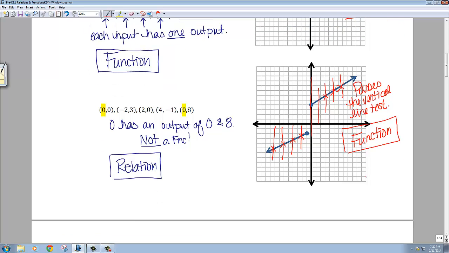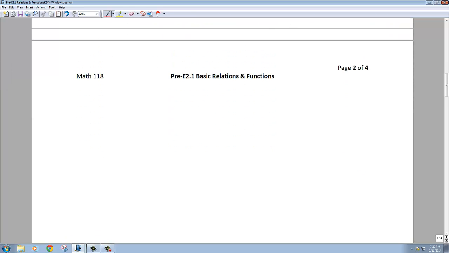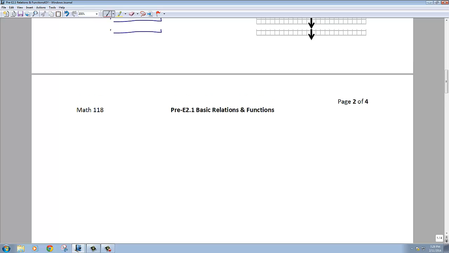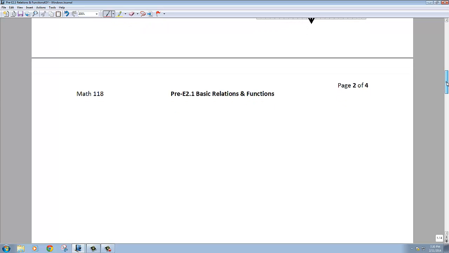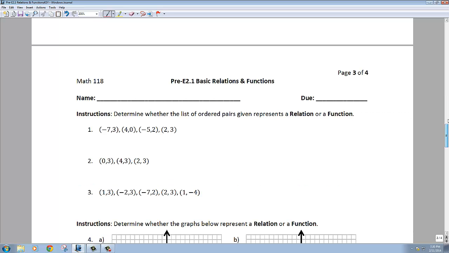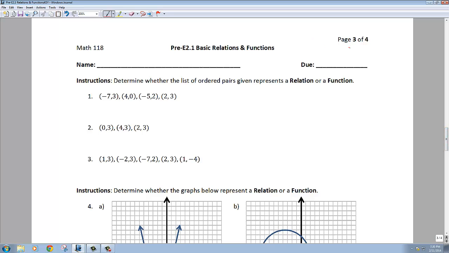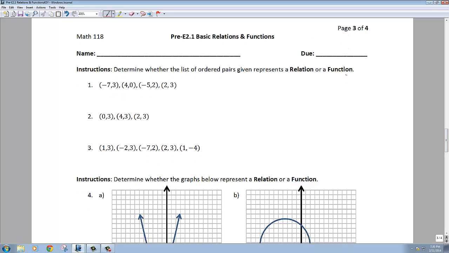Let me see if I have some more. Nope, that's all my examples. So you should now be able to do your E2.1 worksheet, which you can either print off of My Math Lab, or notice if you scroll on down, if you print these notes, the worksheet that you would be printing is the same thing as pages 3 and 4 of these notes. Okay, so this will need to be scanned and emailed to me, faxed by the due date. Okay, if you have any questions, let me know.